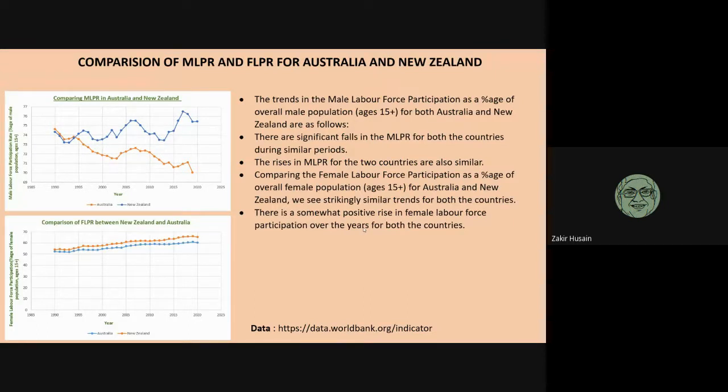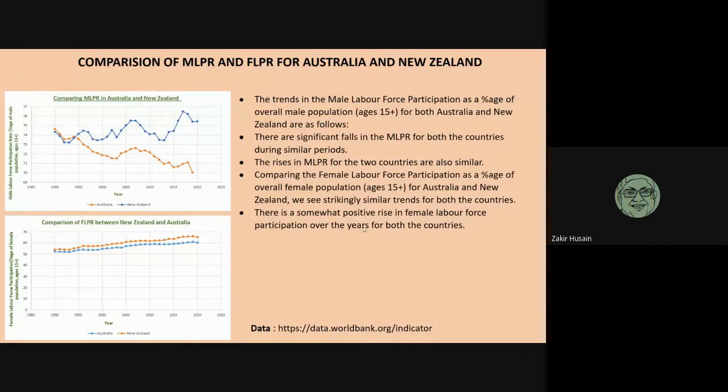Okay, see, this is a classic case of... I'm asking the class. Look at this graph. Do you think that there has been a substantial fall in the labor force participation in Australia? Sir, only in the case of MLPR. Yeah, I'm talking about MLPR. It has fallen sharply, hasn't it?